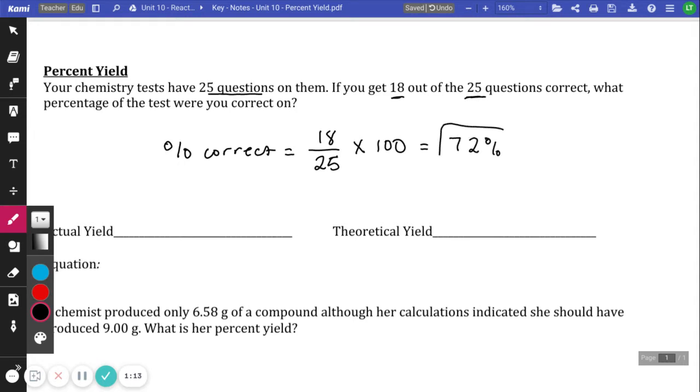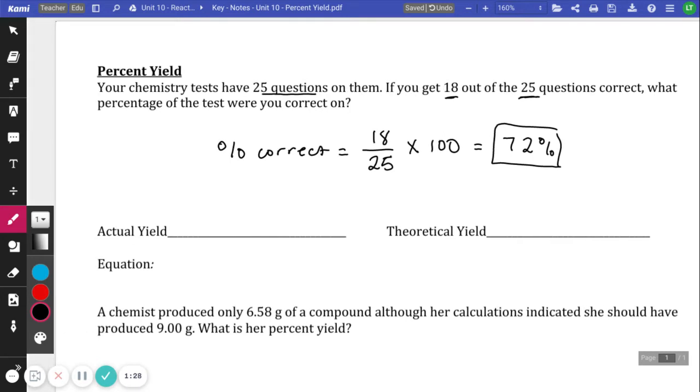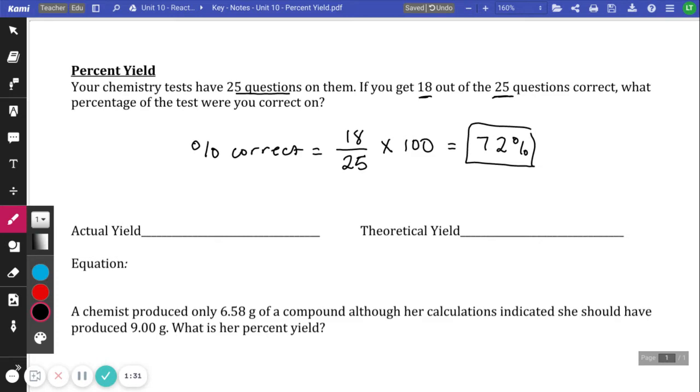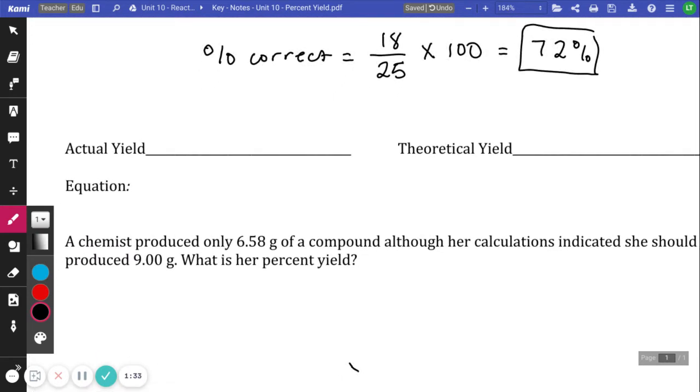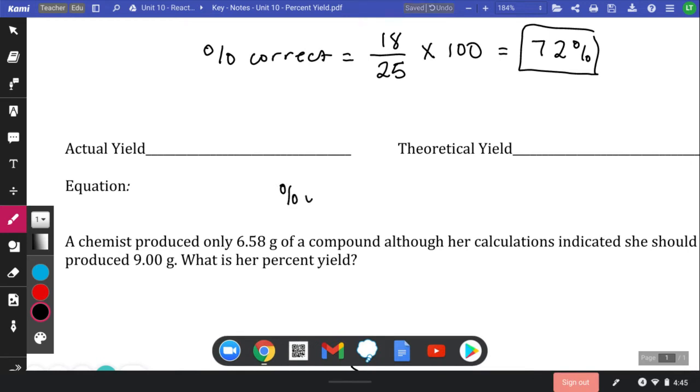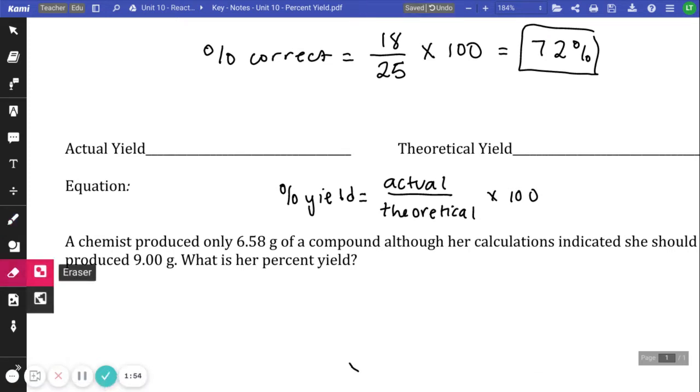You guys have probably recognized this because this is probably how you solve for most of your grades if you're just given like 14 out of 20 right or whatever. This probably is kind of familiar, but this is essentially percent yield. Our equation for percent yield, I'm going to write it and then I'll define the terms, is that our percent yield is equal to our actual yield divided by our theoretical yield times 100.